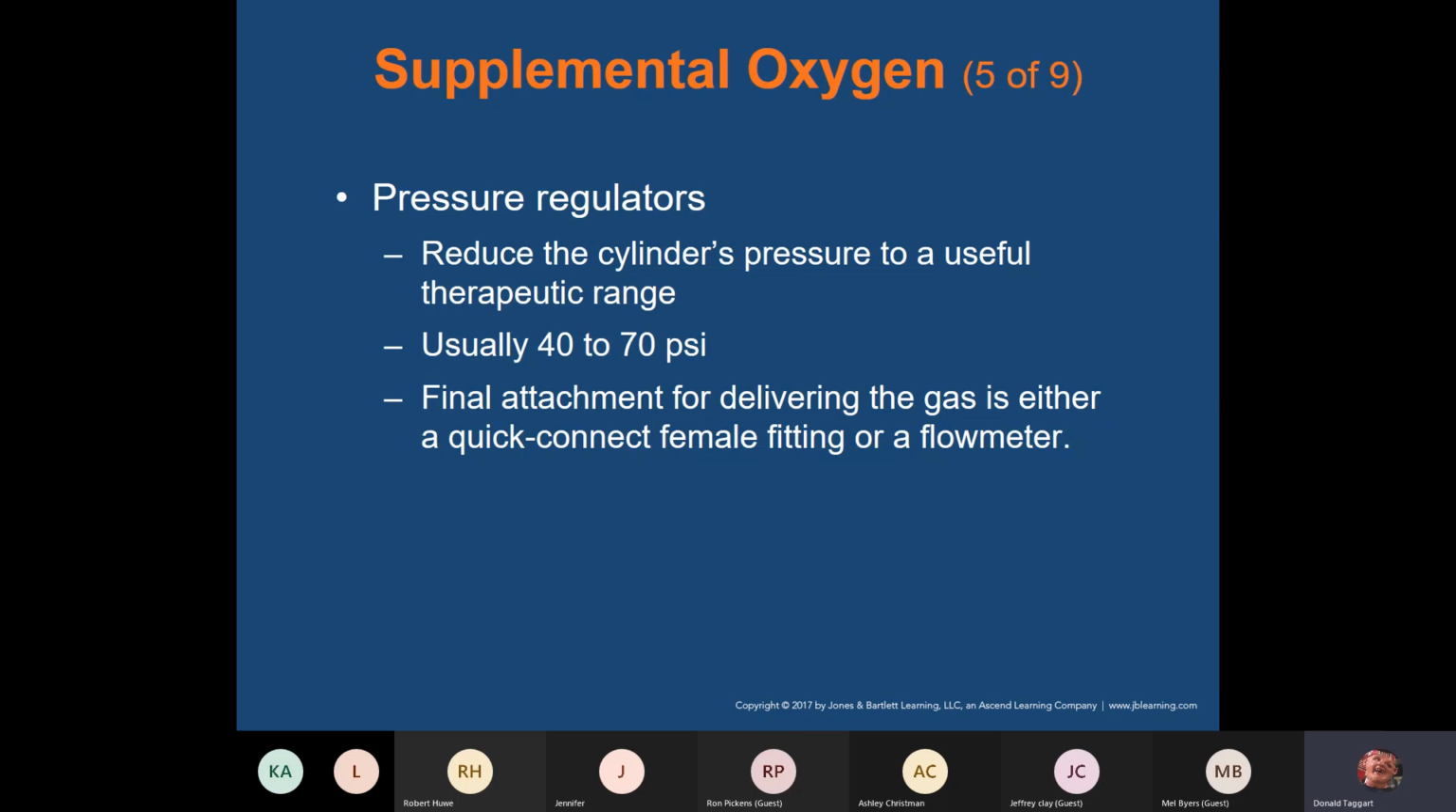Okay, so pressure regulators usually reduce it to 40 to 70 PSI. On the ambulances, it's about 50. Ambulances are regulated down to about 50 PSI of air coming out.